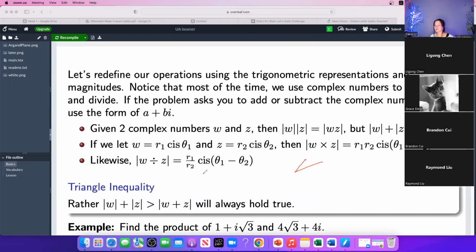Actually, unless their angle is the same, which I assume the thetas are different. So if we let W and Z equal the following, then if you multiply it, you're going to get that this is true. And the same thing works if you divide it. So, again, this should not be there. Okay, I'm going to keep going.